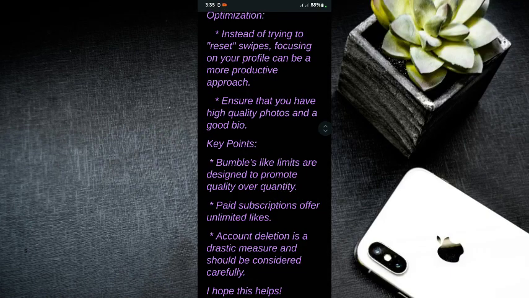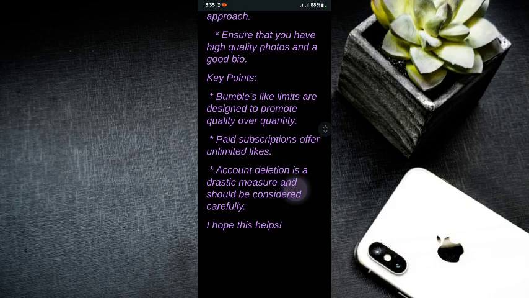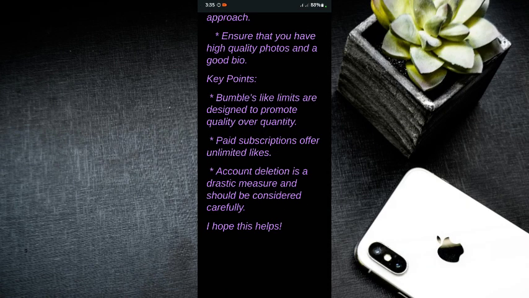Here are the key points. Bumble's like limits are designed to promote quality over quantity. Paid subscriptions offer unlimited likes. Account deletion is a drastic measure and should be considered carefully.